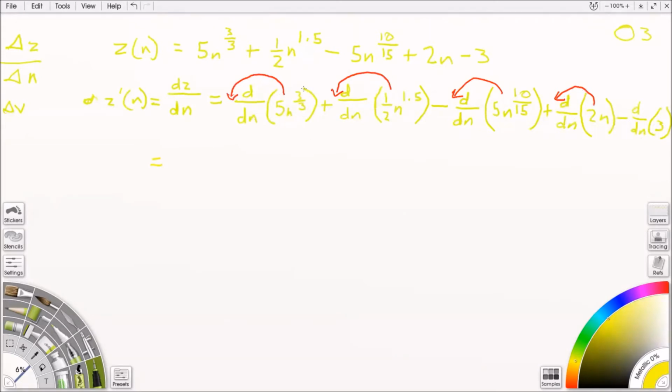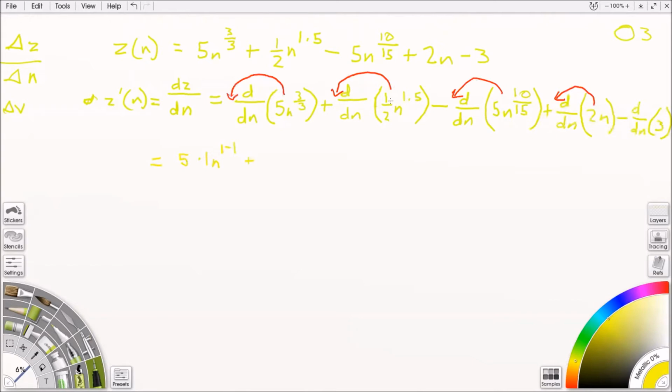We bring the 3 over 3 down. As said yesterday, now I'm just going to work at it as I usually do. So we bring the 3 over 3, which is equal to 1. So that becomes 5 times 1, n to the power of 1 minus 1. Because remember, you subtract 1 from the power or the exponent.